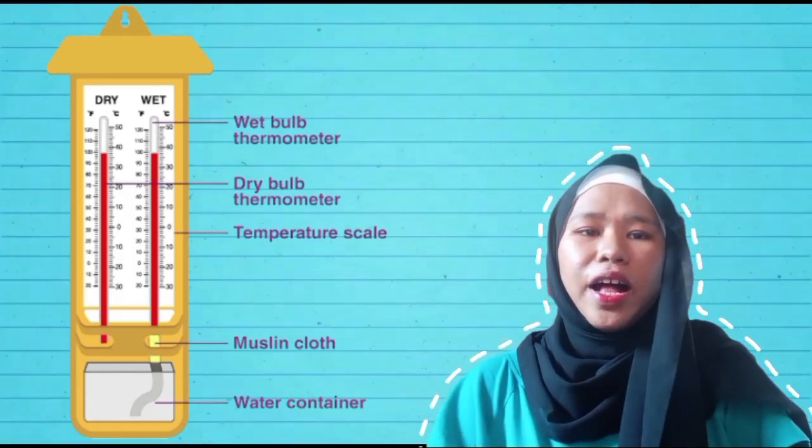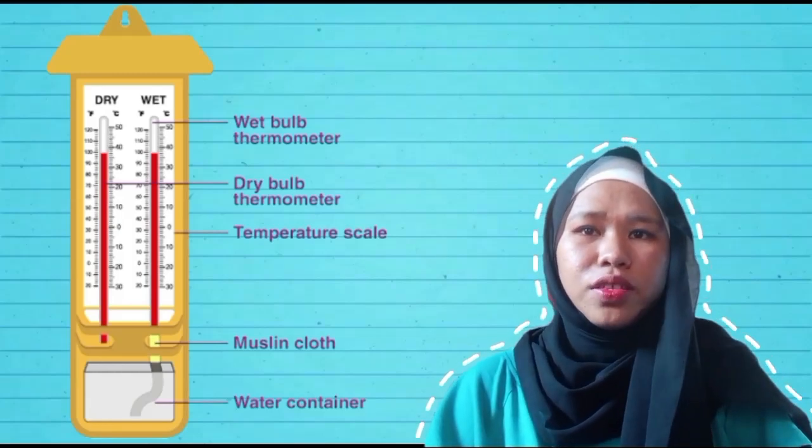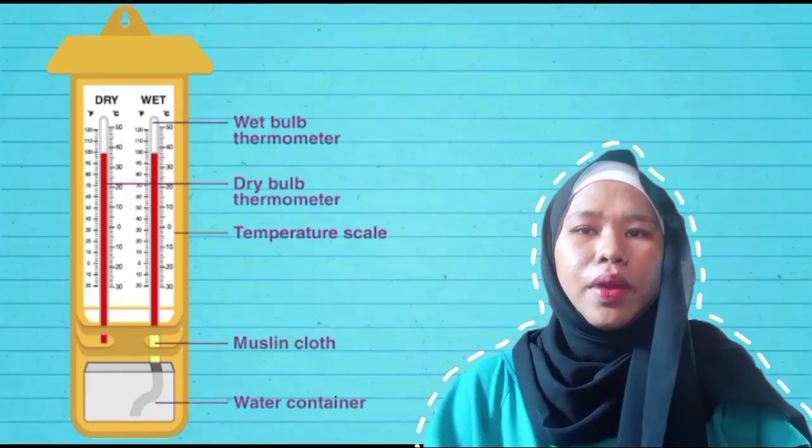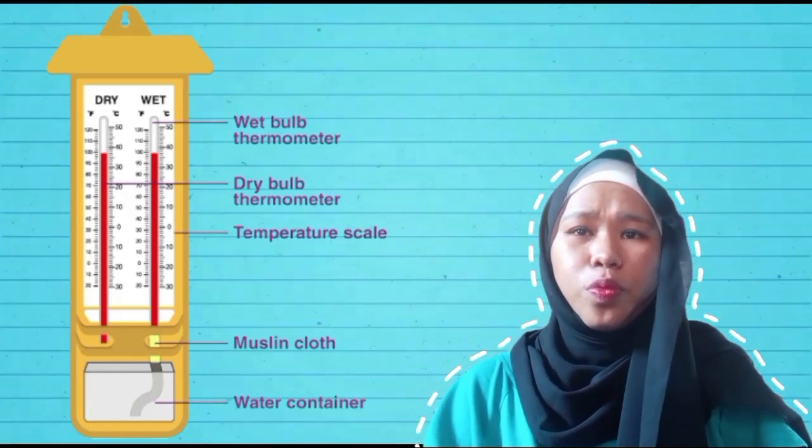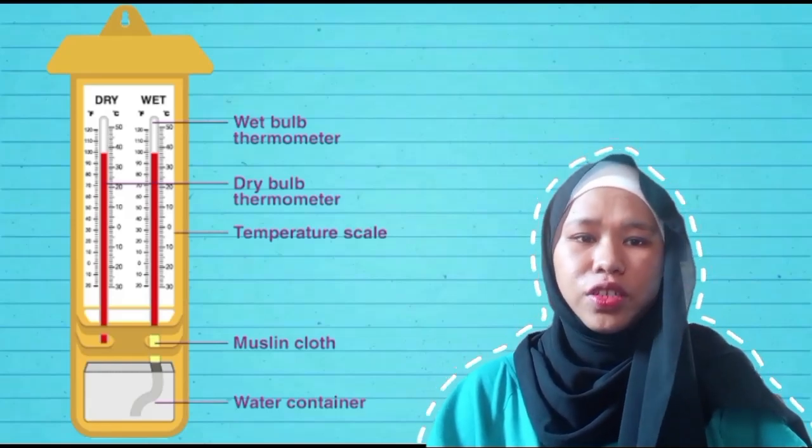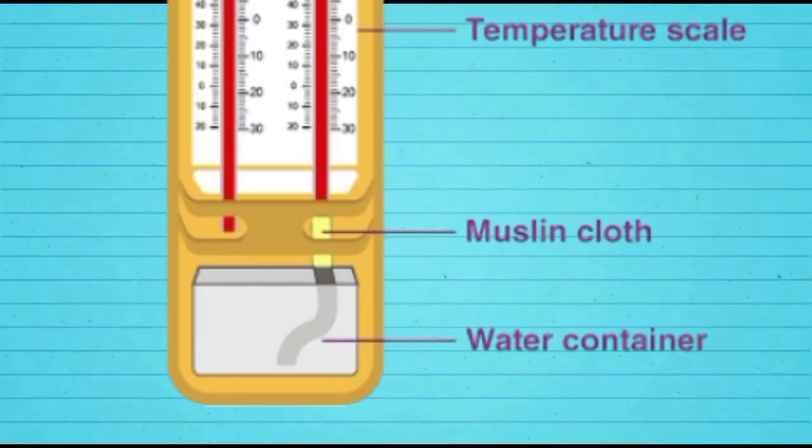And also its bulb is covered with a moistened cloth, typically made of muslin, which is kept wet by wicking action from a reservoir. So as you can see in the picture, there is a muslin. The muslin allows for efficient evaporation of water in the wet bulb.